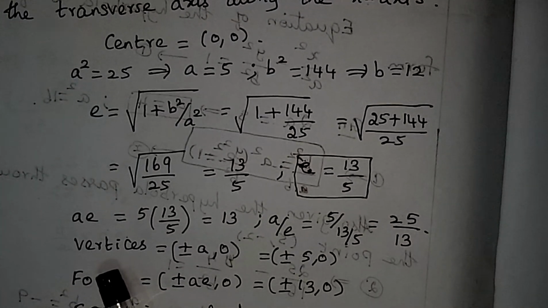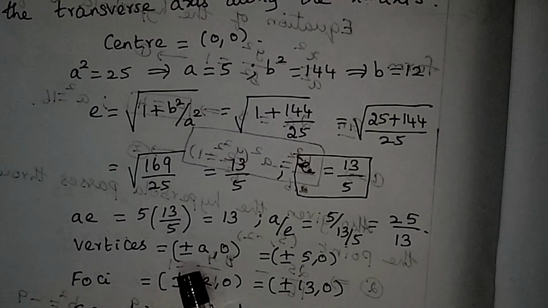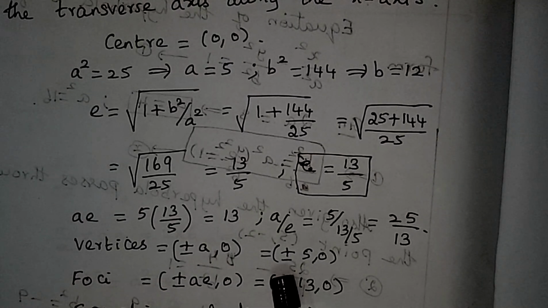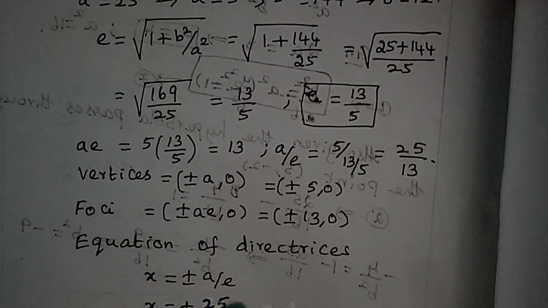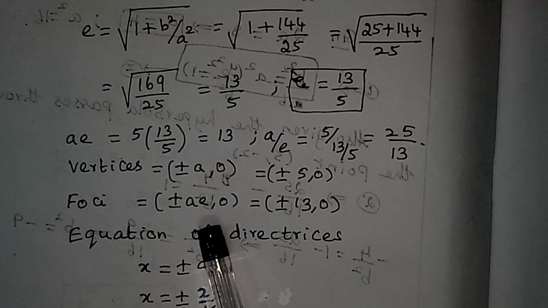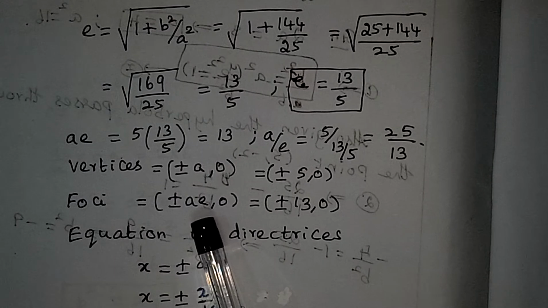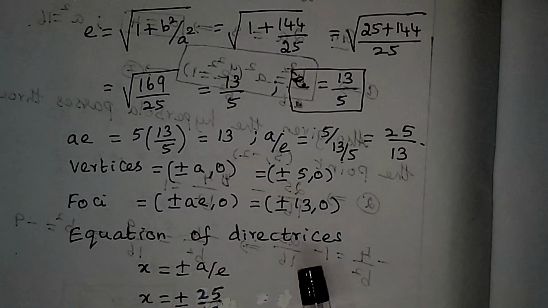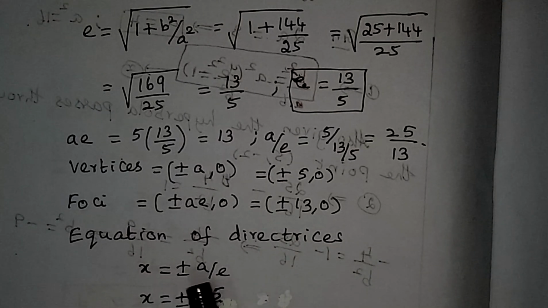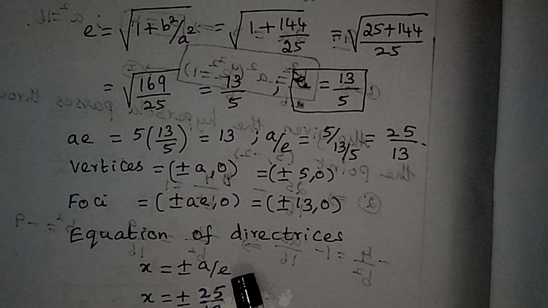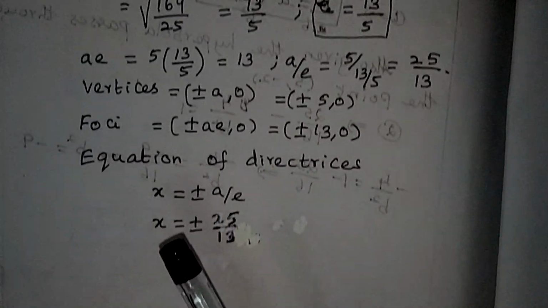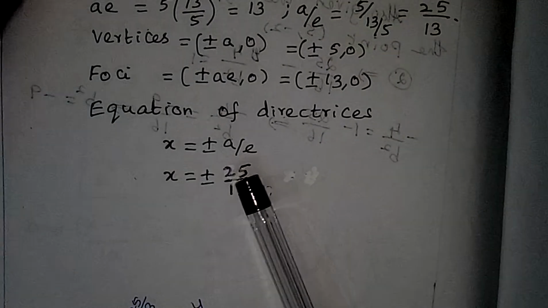Now we are finding the vertices. Vertices is equal to plus or minus a comma 0, which is the formula for the first type. So it is equal to plus or minus a value, 5 comma 0. Next, foci. Foci is plus or minus ae comma 0. So it is plus or minus ae value, which is 13, so 13 comma 0. The equation of directrices is x equal to plus or minus a by e. So our a by e value is 25 by 13. Replace it here. Okay, so now we can draw the diagram.